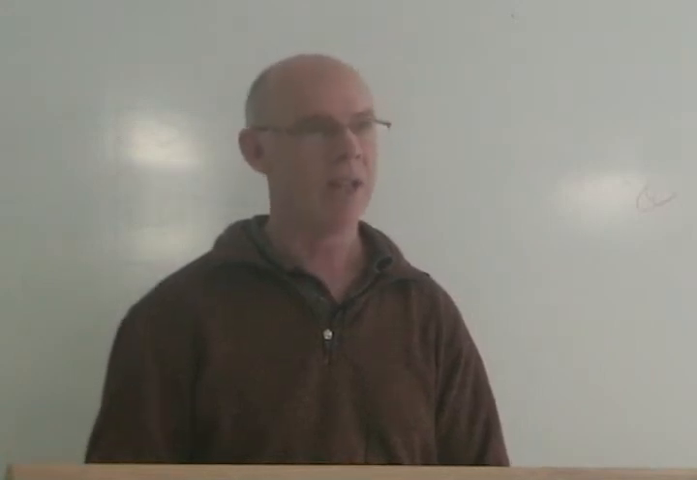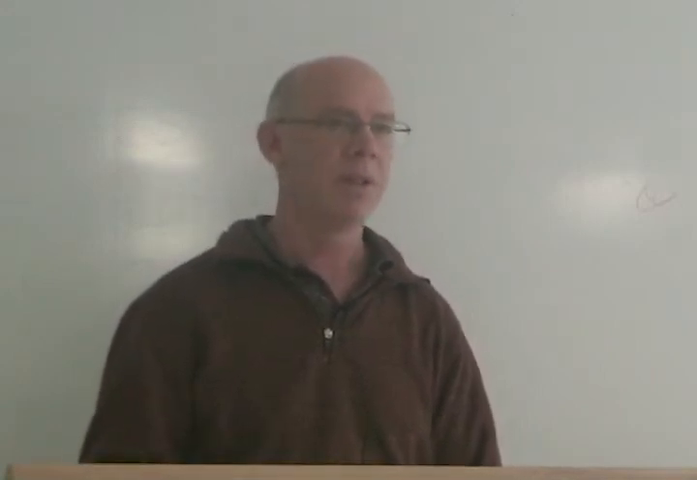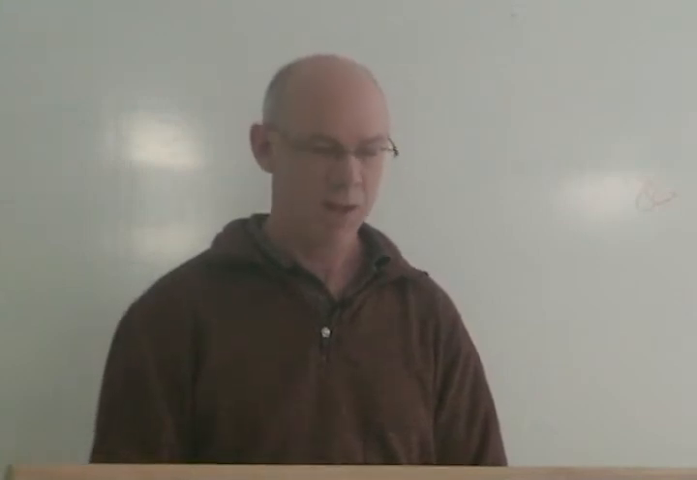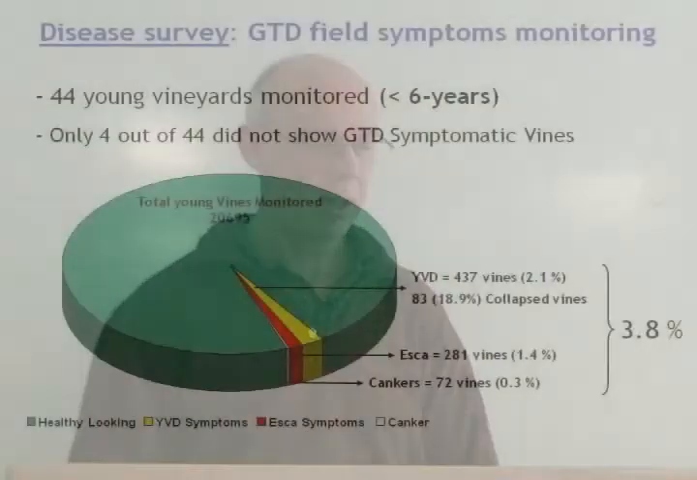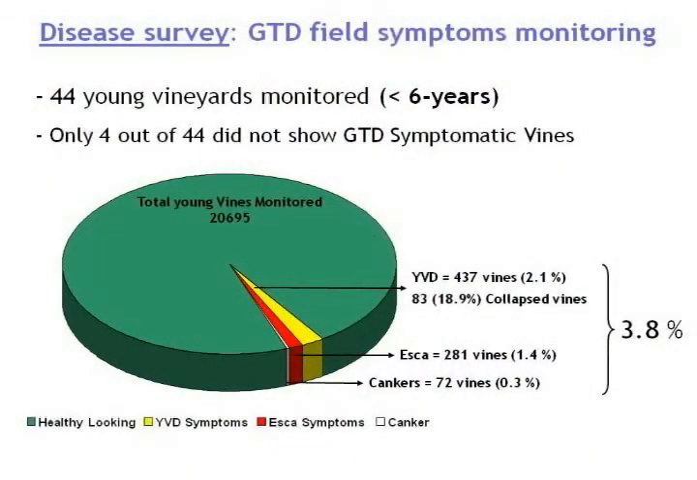That will give us a good idea whether the situation is really stable or whether the diseases are spreading. If we look at the young vineyards within that survey, 44 young vineyards, we see that 3.8% of all the vines surveyed were expressing some sort of grapevine trunk disease symptoms. And over half of those were young vine decline, the other half being made up of canker diseases and ESCA type symptoms.